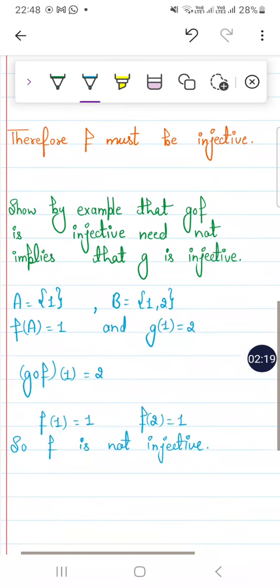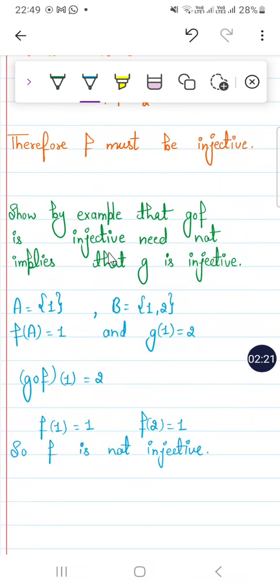Now, by example, g∘f being injective need not imply that g is injective. If g∘f is injective, this does not imply that g is injective. Let us take A equals {1} and B equals {1, 2}. f of 1 is equal to 1, g of 1 is equal to 2, and g of 2 is equal to 2.